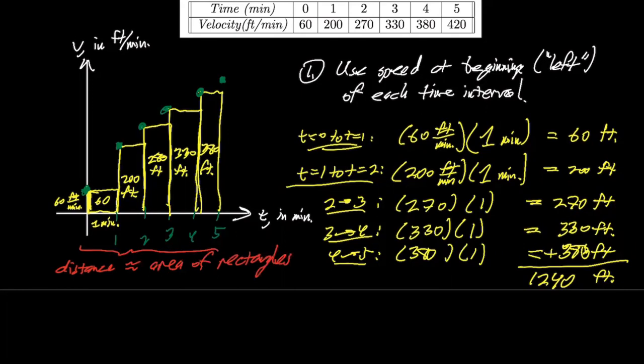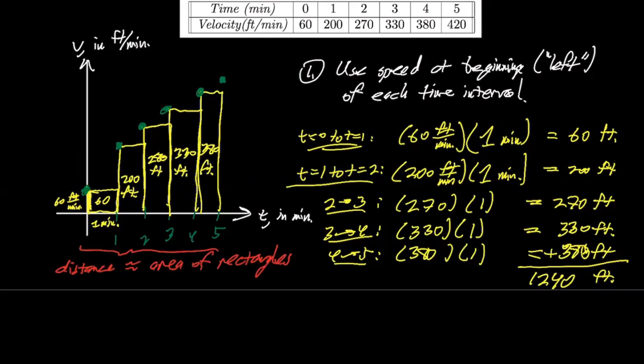Okay, so that is using the speed at the beginning, or the left-hand side, of each time interval. Again, notice each of these we're using the left. We have a time interval like this, and we're using the left side of the interval to make the height. And so one way you can see this is that the top left of each of these rectangles is the height we're using.